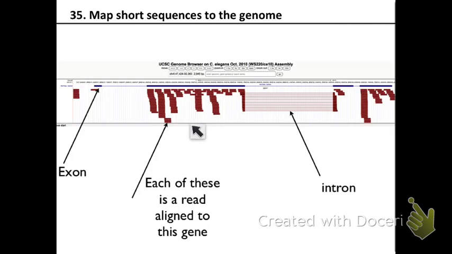So this is data from my lab, and we're looking at the alignment at a gene shown here. The dark regions are the exons, these little lines are the introns, and what you're going to see is that there are some reads aligning to this gene's exon, so it's expressed, right? And then you're going to see some reads that span the introns. Why is this?